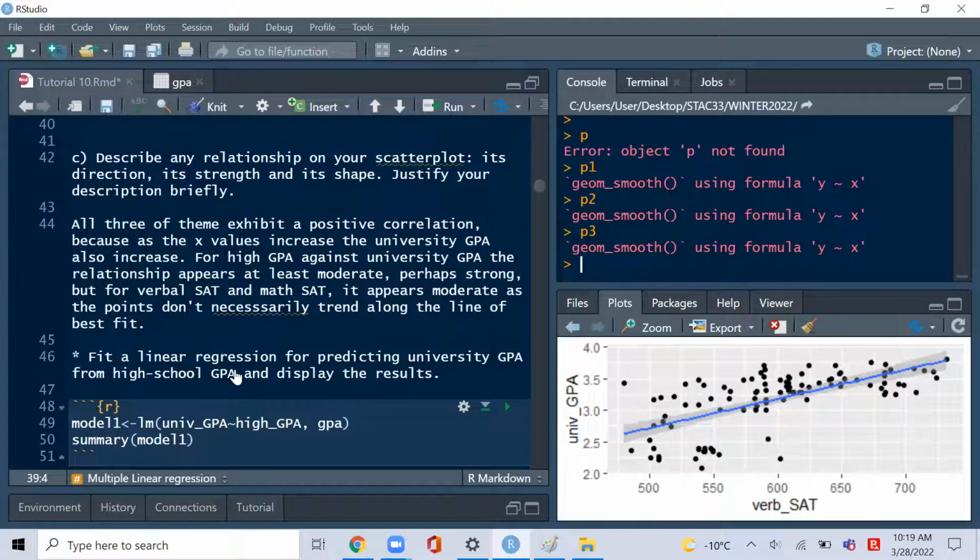But anyways, the reason we're doing this is because you can imagine that you should not plot a line of best fit on variables that are not significant. So you have to see those things before you actually plot them.